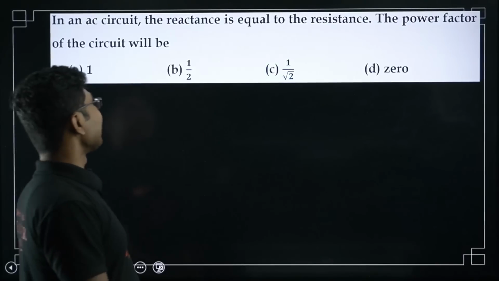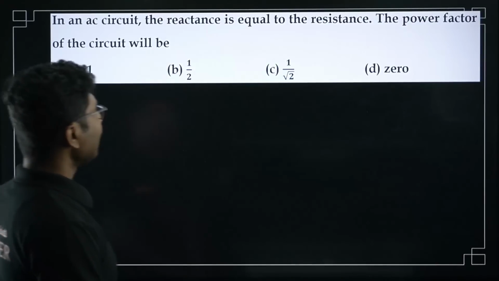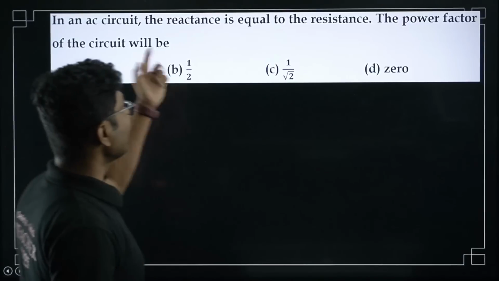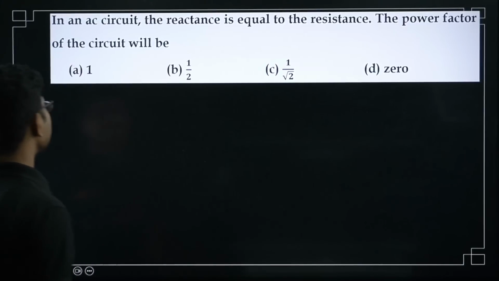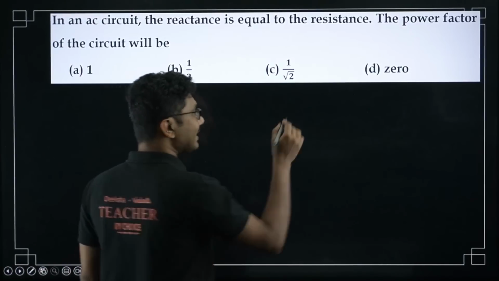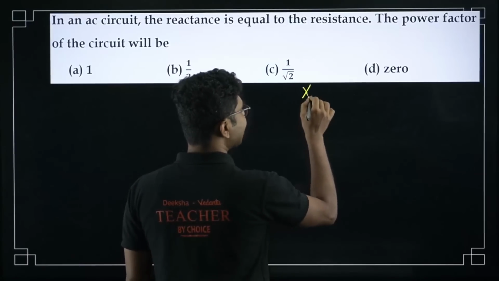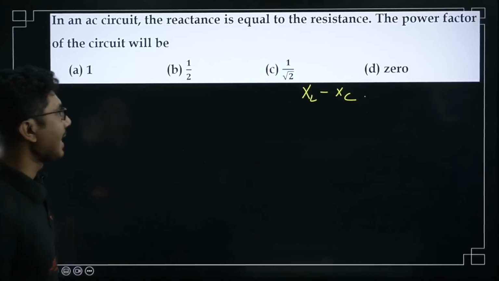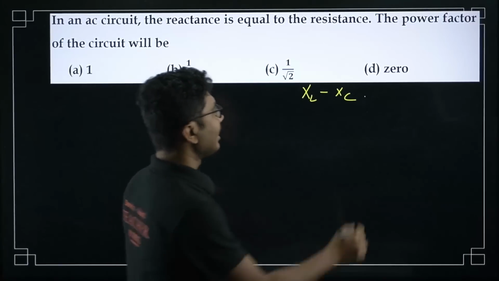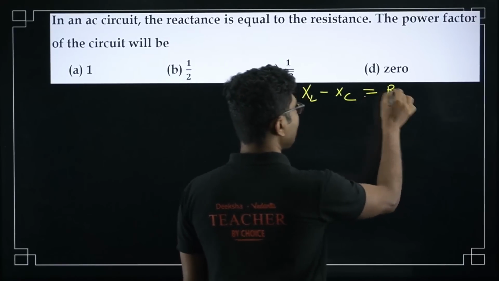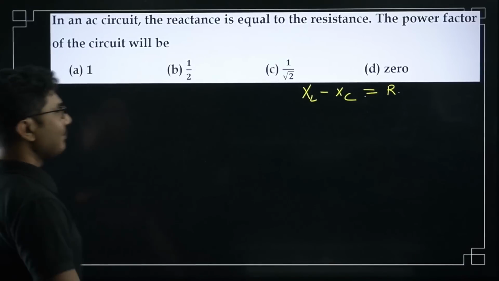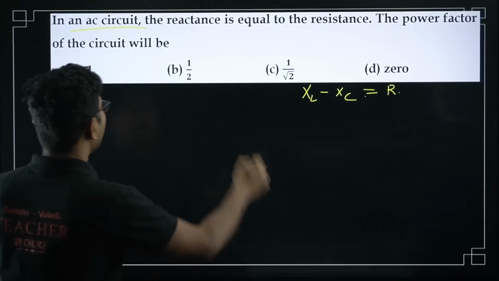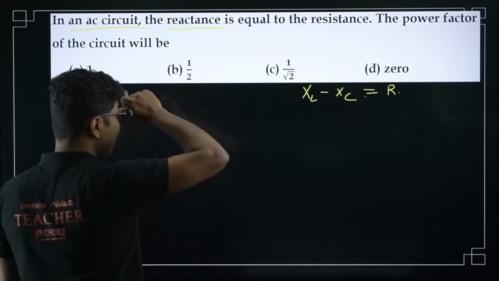In an AC circuit, the reactance is equal to the resistance. The power factor of the circuit will be. So what is the reactance? Reactance is basically XL minus XC combined together, and it is equal to the resistance. Okay, now they asked you what is the power factor. Now in an AC circuit, this is obviously not in resonance.